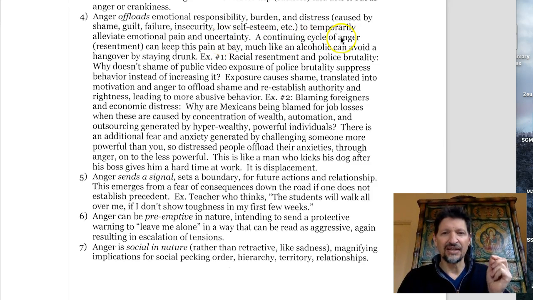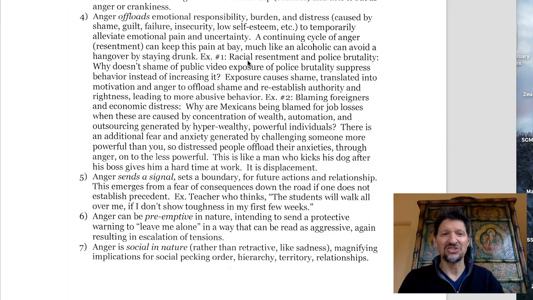A continuing cycle of anger, that is, if a person keeps doing that, they develop something called resentment, which is this long-term kind of hatred and anger that can keep the pain of guilt and failure and these things at bay, but again, at the expense of hating or dumping it on someone else, much like an alcoholic can avoid a hangover by staying drunk. Example number one, racial resentment and police brutality.